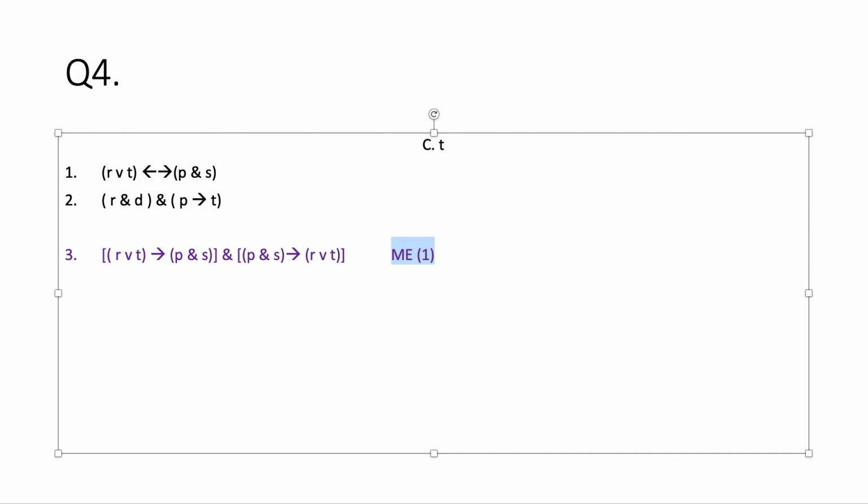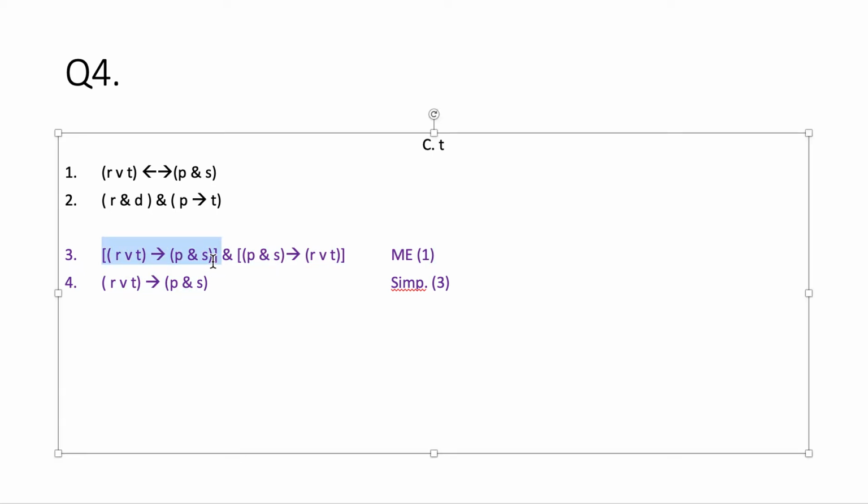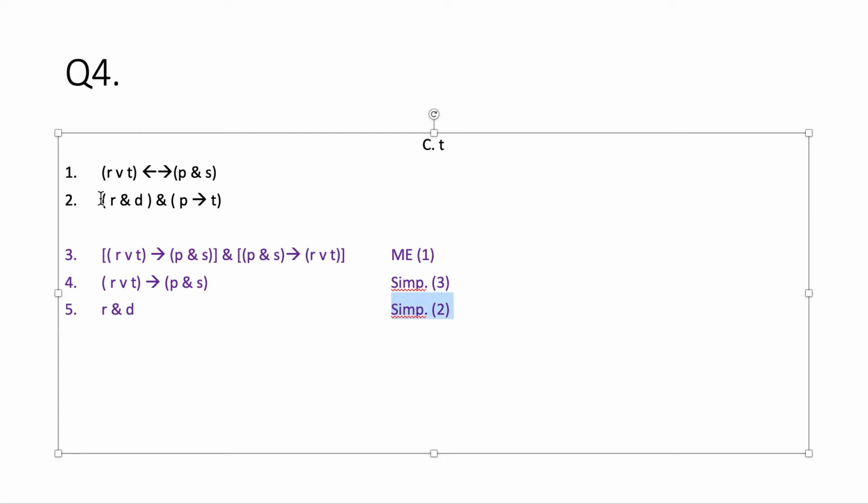Now, what I'm going to do again, I'm going to use simplification like I did last time. I'm going to use simplification and isolate, simplify, and get on its own just the left-hand conjunct of line 3. And once I've done that, I think I'm ready to look at what I could do with line 2. Line 2 is just a conjunction, so I'm just going to use simplification on it. Simplification on 2 to isolate R and D.